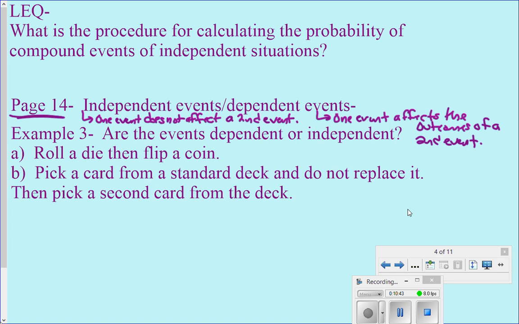Looking here, these events, are they independent or dependent? Rolling a die, flipping a coin. Does rolling a die affect my flips for a coin? No. Therefore, these two events are independent.